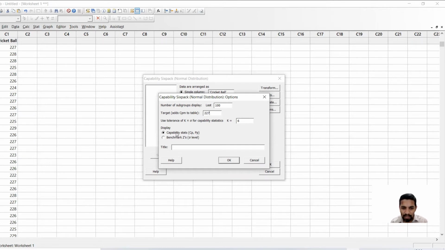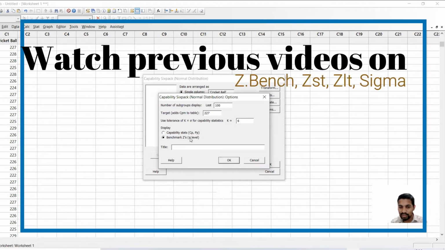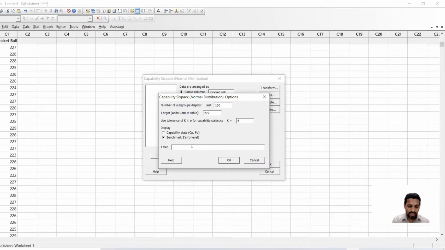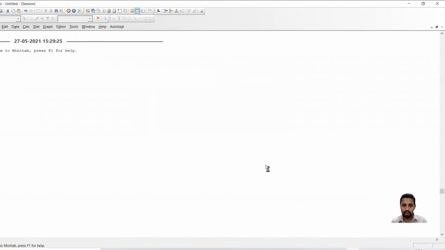That's fine. Capability stats, Cpk, will be given, but we are also interested in finding the sigma level as well. Benchmark Z's, where Z stands for performance, sigma level, right? So this is for the cricket ball. Maybe I'll put the title as Z bench or sigma value. Okay, that's the title I have given, and you can just click OK.